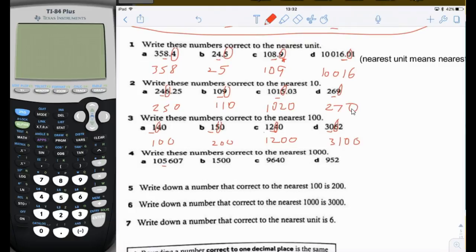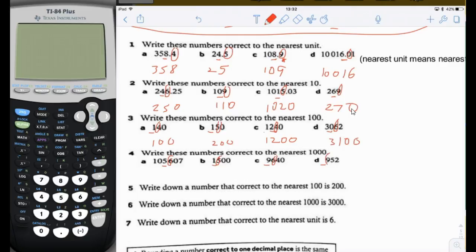Write these numbers correct to the nearest 1,000. So we're going to have 5,000 and 1,000, 9,000, and there is no 1,000 there. We'll just underline the space next to it. And then we're going to look at the number to the right, and we're going to use that to decide if we're going to round the 1,000 up or down.